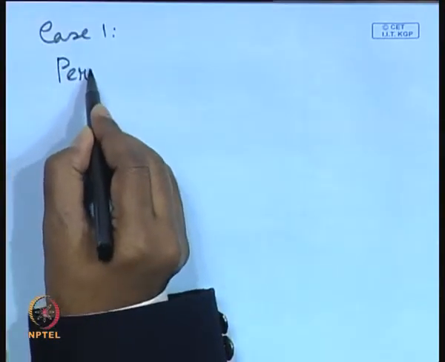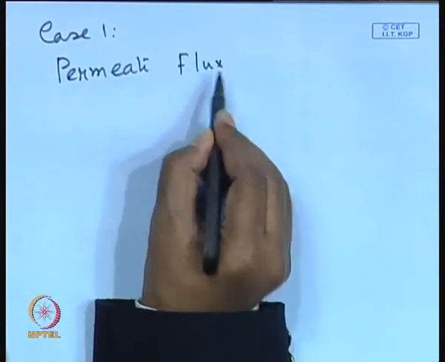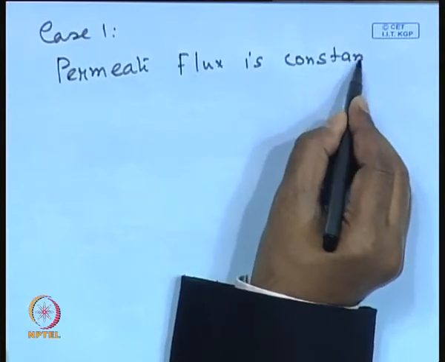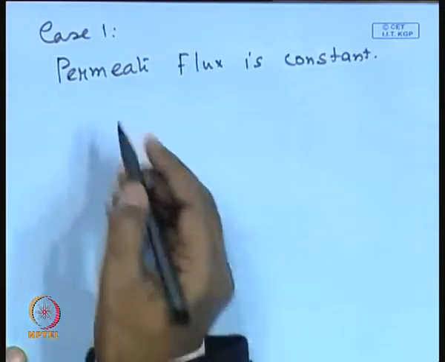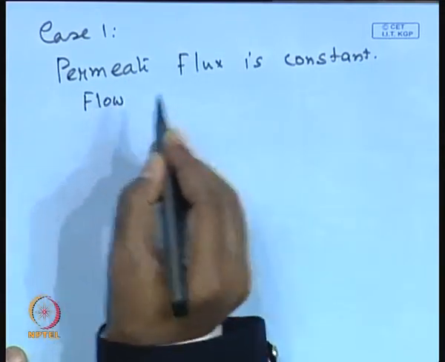So, case 1: permeate flux is constant. And in this first case, we will consider that the flow is through a rectangular conduit.